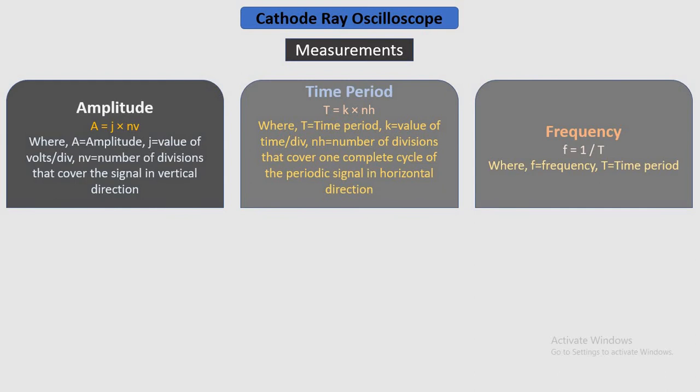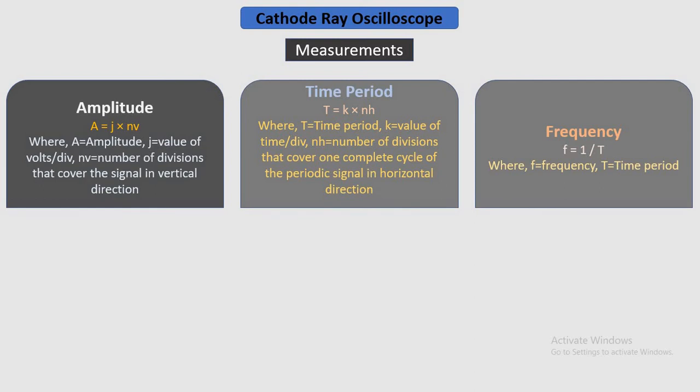So the second measurement is the time period measurement. The CRO displays the voltage signal as a function of time on its screen. The time period of that periodic voltage signal is constant, but we can vary the number of divisions that cover one complete cycle of the voltage signal in the horizontal direction by varying the time per division knob on the CRO panel.